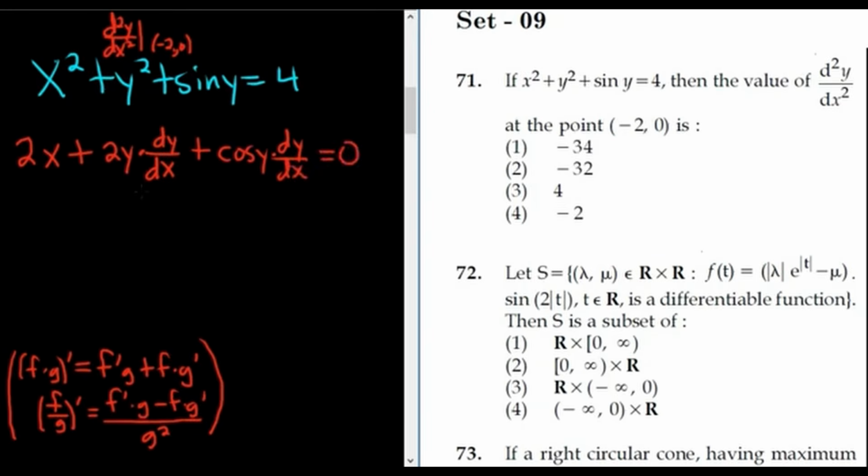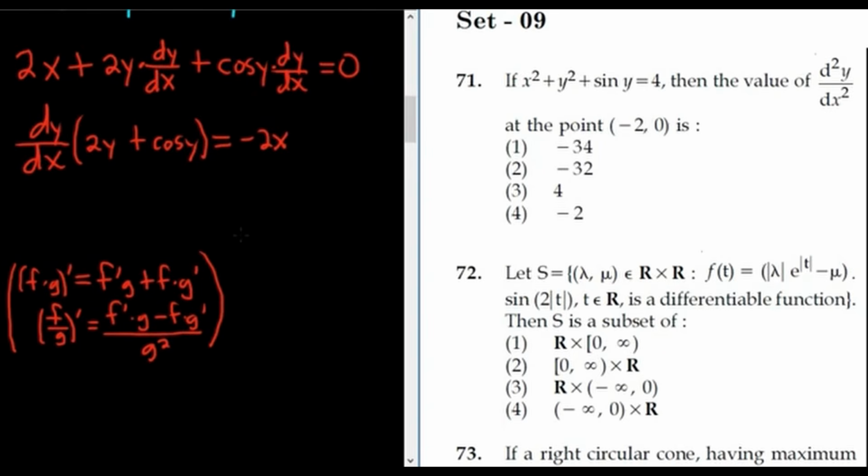So now we'll solve for dy dx. We'll pull out dy dx, so we're left with 2y plus cosine y. Then we can subtract the 2x, so we get negative 2x. To finish solving, we end up with dy dx equals negative 2x over 2y plus cosine y, just dividing by this piece here. Okay, we need the second derivative now, so we have to take the derivative again.